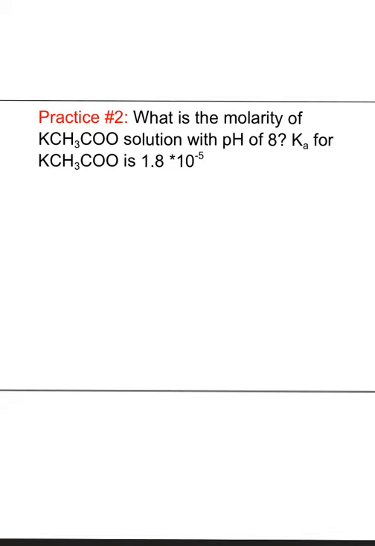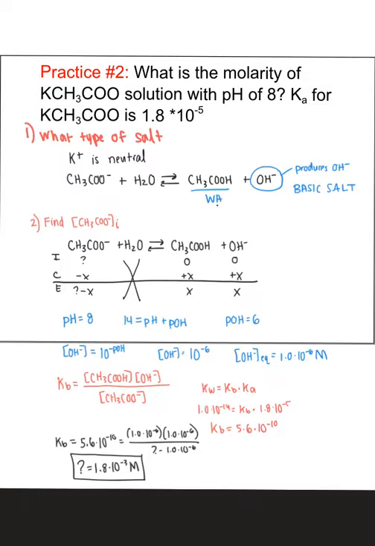All right, here's another typical problem. What is the molarity of the CH3COOK solution with a pH of 8? And then they give us the Ka value. So I'm just going to walk you guys through this one. I wrote it out ahead of time to save some time.